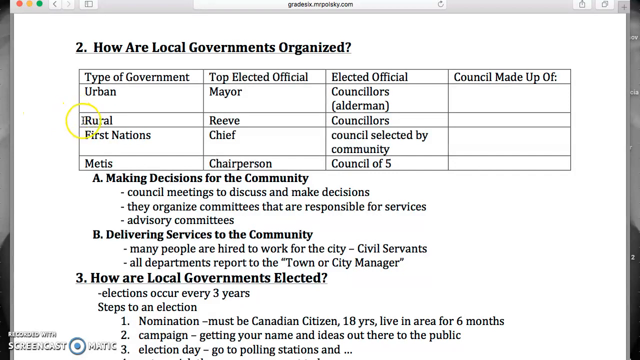In a rural community, so that's where it's more out, it's not a big city, it's smaller towns, their top elected official is called a reeve. If you want to remember that one, you can think of Mr. Auberge's daughter. And they have elected councillors as well. Then we have our First Nations communities. Their top elected official is a chief, and then there's a council that's selected by the entire community, and they choose who's on that council. Then our Métis settlements have a chairperson as their top elected official, and they have 5 council members.